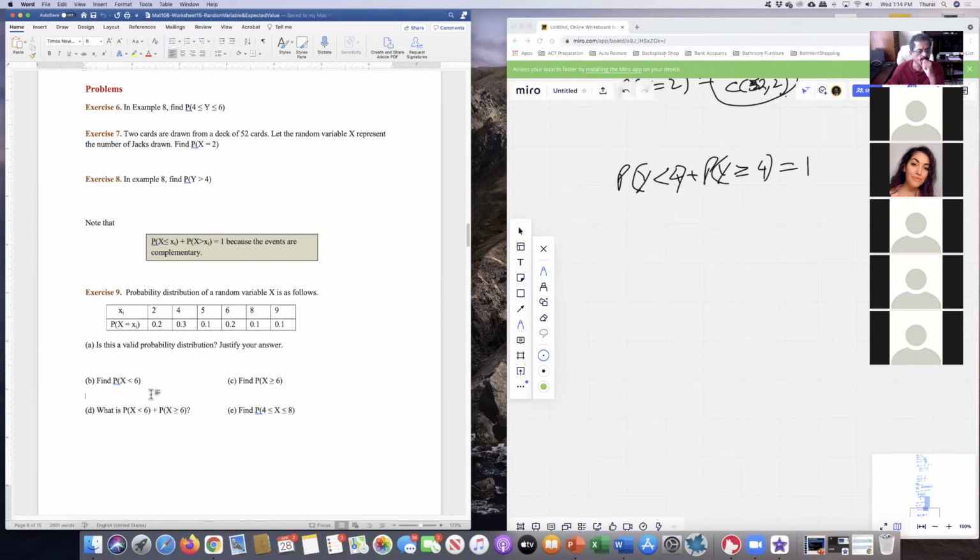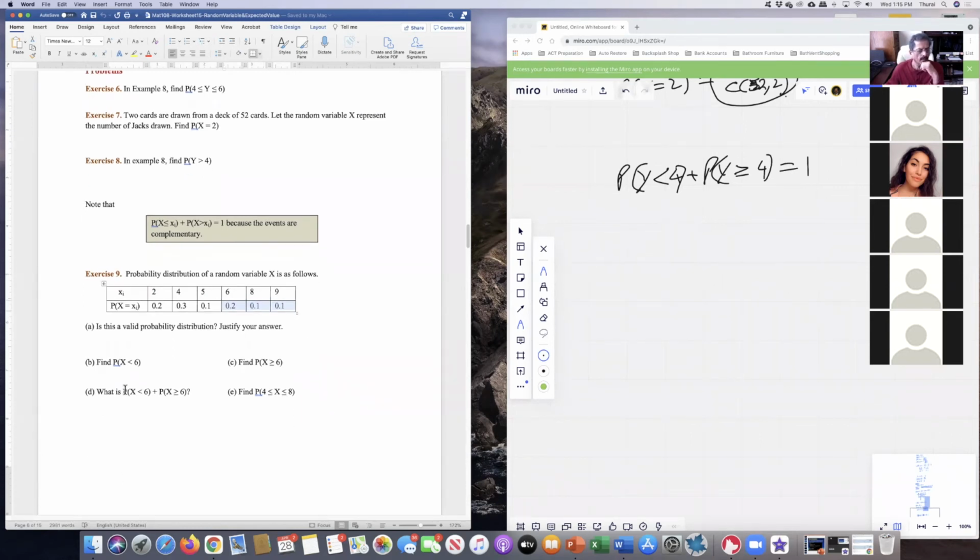Anybody? 0.2 plus 0.3 plus 0.1. Right, 0.6. That's right. Probability for x greater than or equal to 6 means we add up these numbers, 0.4. If anybody is not following, please stop and ask the question. Okay, the probability for x less than 6 and the probability for x greater than or equal to 6 should be equal to what? 1. We don't even need to manually add them.